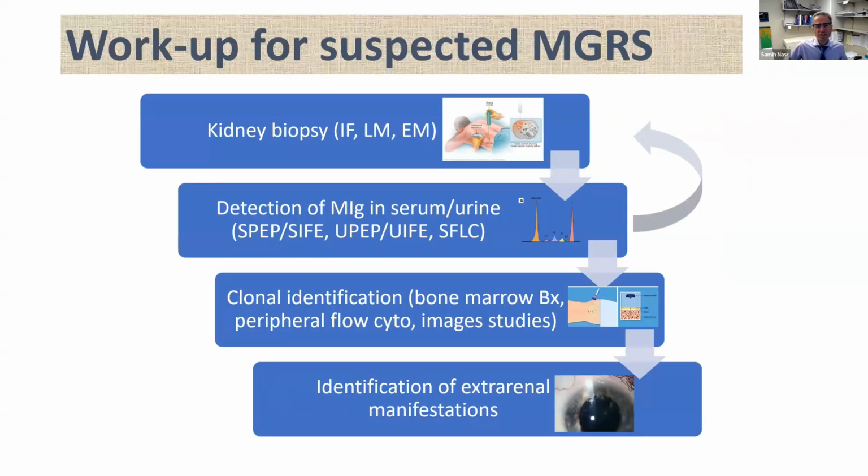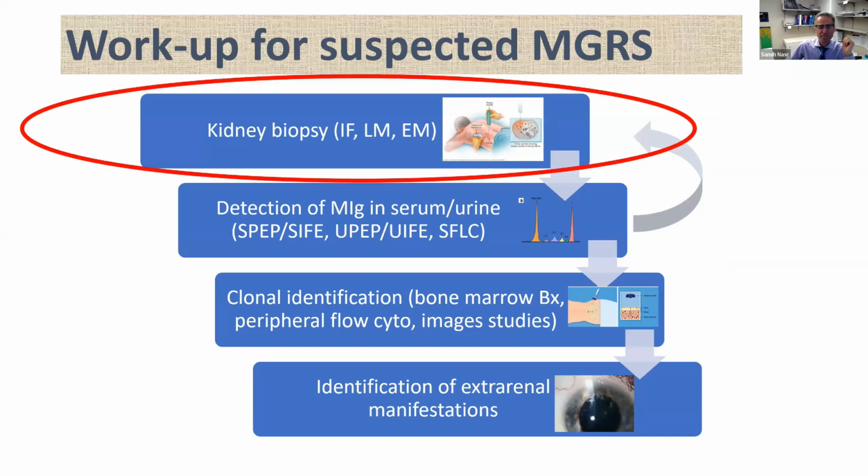Workup for suspected MGRS usually starts with kidney biopsy, and if the kidney biopsy shows a monoclonal lesion, then the next step is detection of monoclonal protein in the serum and urine, if these were not done prior to kidney biopsy. This is followed by clonal identification and the search for extrarenal manifestations. I will briefly address these three steps, but I will focus on kidney biopsy.